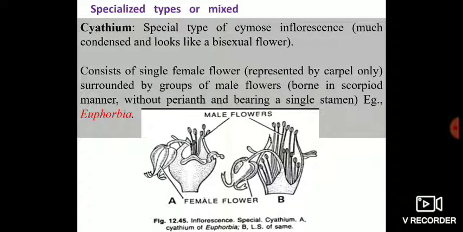Hello everyone and welcome back. Today we are going to discuss something about specialized inflorescences which are found in angiosperms. And the first one that we are going to discuss is cyathium.